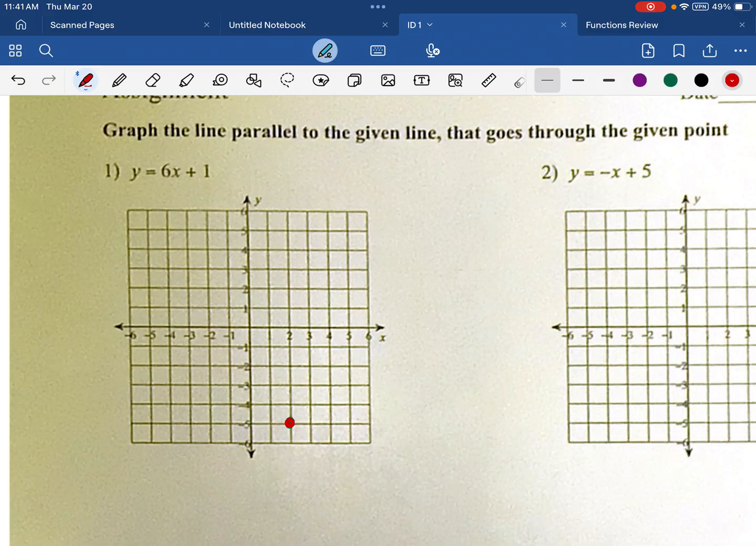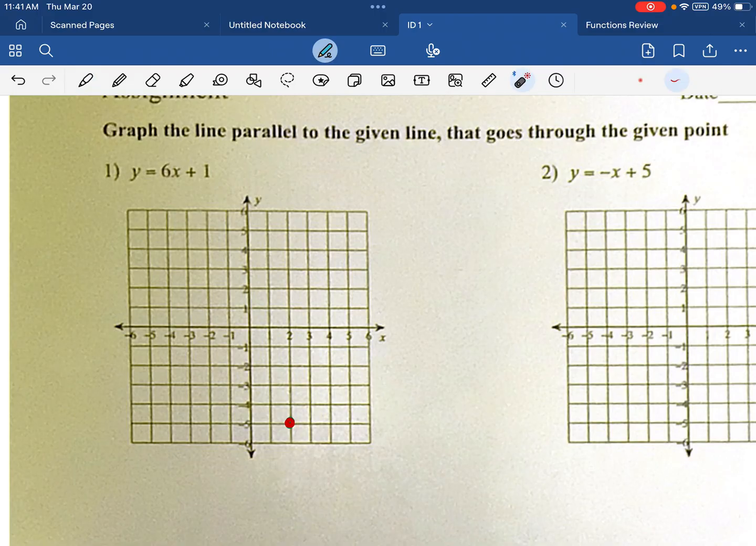Now, you may be wondering, Ms. Gunther, where did you get that point? I made it up. On your test, there's going to be one already on there, so don't stress about that part. I made up that point. We're just going to use it for this problem. On your test, there's already one, so don't worry about it.